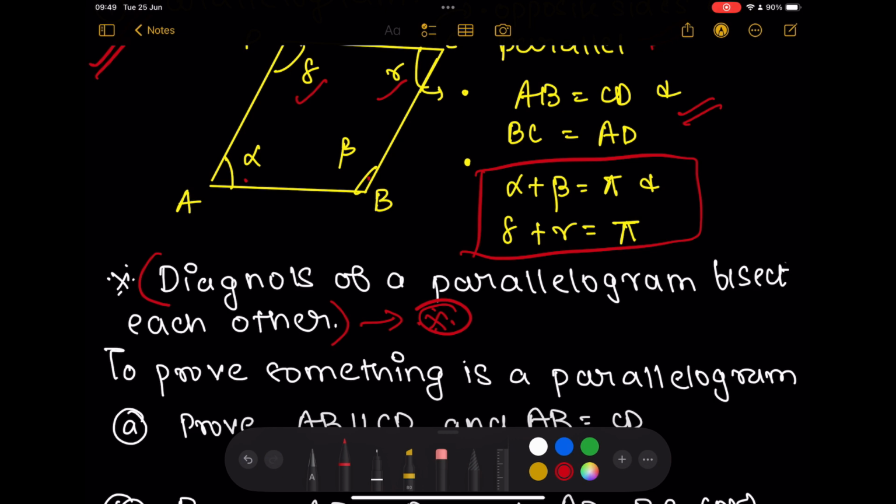JEE usually plays with diagonals, so you need to remember what the diagonals of different shapes do. Remember, diagonals of a parallelogram bisect each other. We'll be learning how the diagonals of rectangles and squares behave as well, but as of now, remember the diagonals of a parallelogram bisect each other. This is a very, very important point that you have to remember.